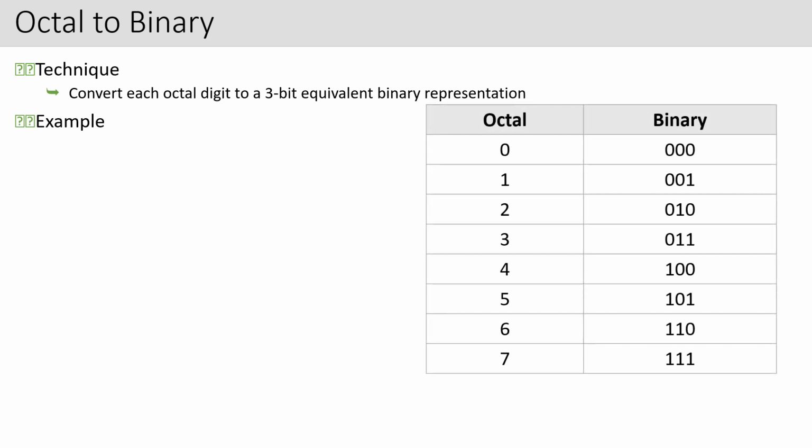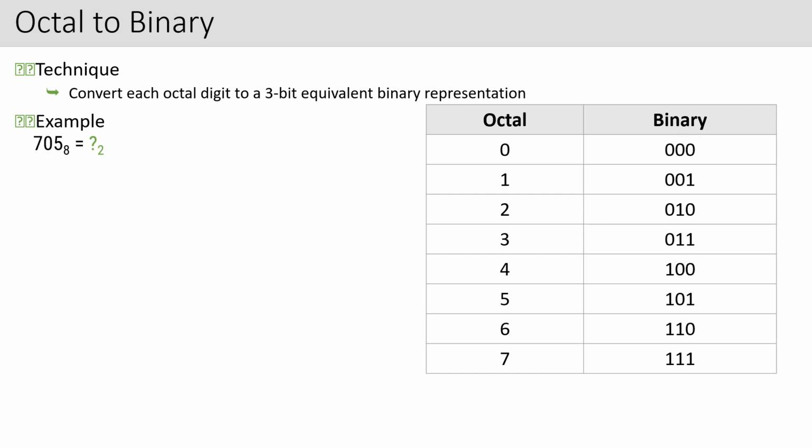Now, how to convert octal to binary? Octal digit 0 can be represented by 0, 0, 0. So it's a 3-bit representation. 1 is 0, 0, 1. 2 is 0, 1, 0. 3 is 0, 1, 1. 4 is 1, 0, 0. 5 is 1, 0, 1. 6 is 1, 1, 0. 7 is 1, 1, 1.